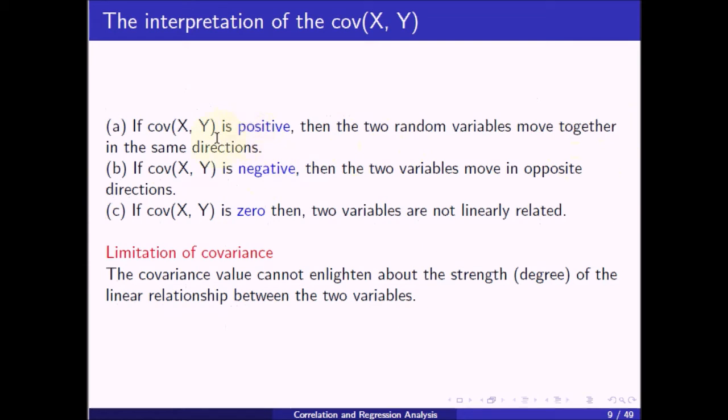If covariance of x and y is positive, then the two random variables move together in the same direction. If covariance of x and y is negative, then the two variables move in opposite directions. And if covariance of x and y is 0, then the two variables are not linearly related. Now the limitations of the covariance. The covariance value cannot tell us about the strength or degree of the linear relationship between the two variables. So here we can just identify the direction, whether it is positive, negative or 0.